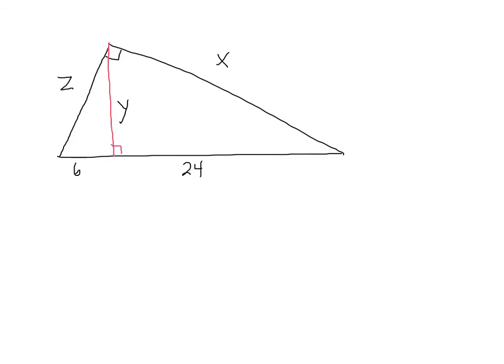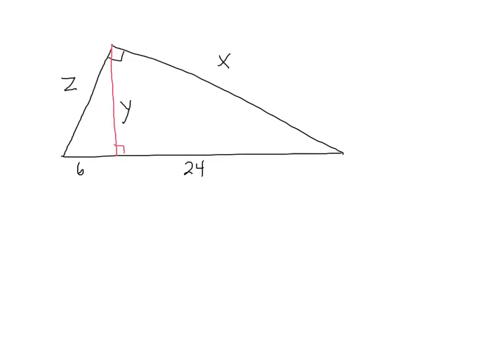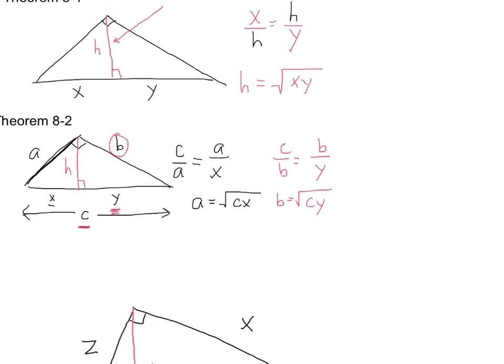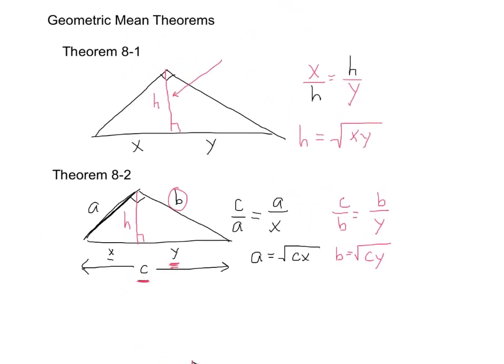So there's several pieces of information that are given, and we can actually use this information to find z and find y and find x. So let's first of all use theorem 8.1. Now if we go back to 8.1, it said that the height of the triangle, so the segment in red, is equal to the square root of the product of the two pieces of the hypotenuse.